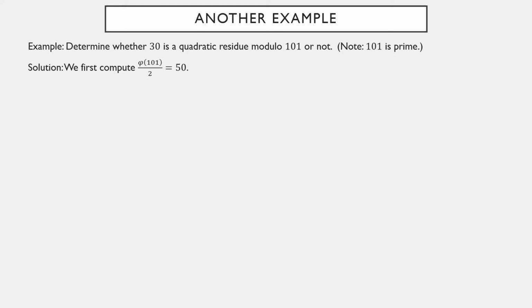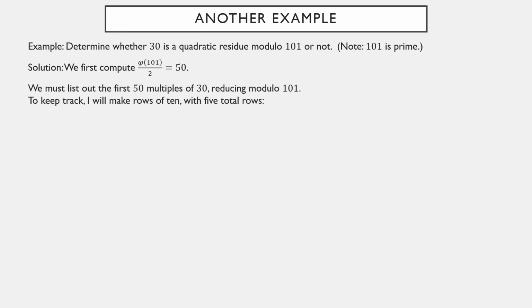So phi of 101 over 2 is 50. So we need 50 multiples of 30. So we make the first multiples of 30 and we reduce mod 101. Since I happen to know I want 50 total, I'm going to make rows of 10 and have 5 total rows. I like these geometric arrangements to make sure I get exactly the quantity of objects I want. So let's just keep adding 30.